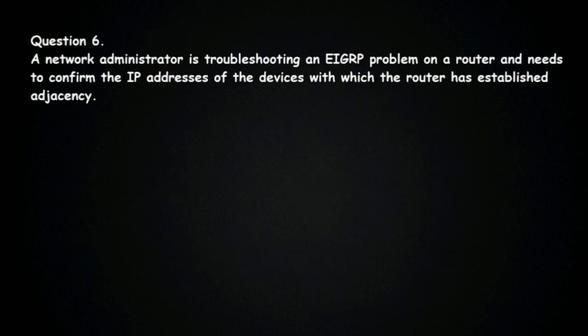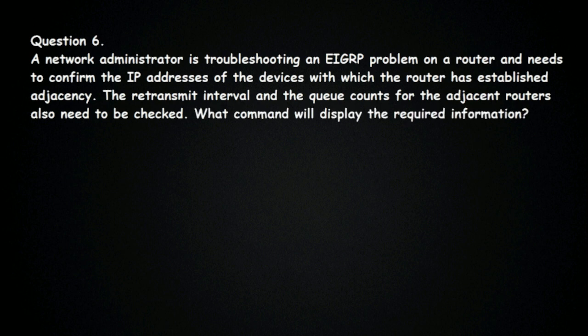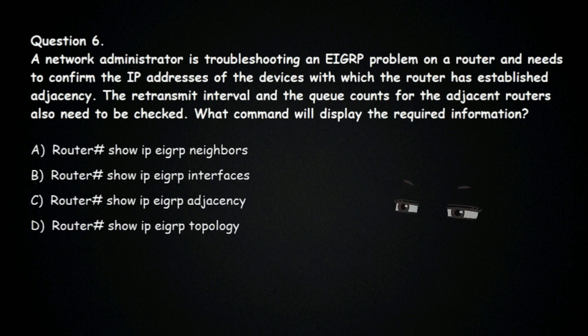Question 6. A network administrator is troubleshooting an EIGRP problem on a router and needs to confirm the IP addresses of the devices with which the router has established adjacency. The retransmit interval and the queue counts for the adjacent routers also need to be checked. What command will display the required information? Options. Answer is A. Show IP EIGRP neighbors.